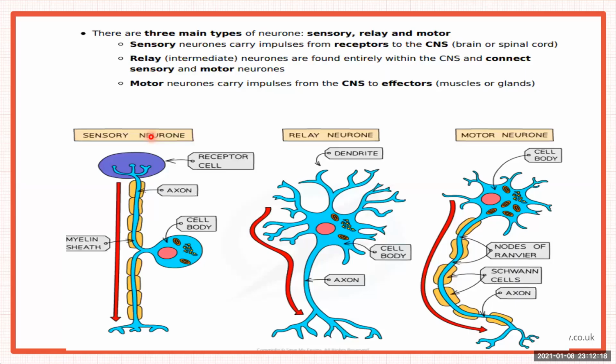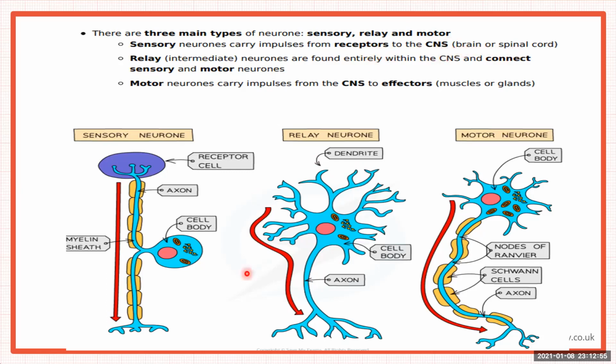So we have three main types of neurons: sensory neuron, relay neuron, and the motor neuron. There are structural differences between these. This is a sensory neuron. This is a relay neuron. And this one here is the motor neuron. The function of sensory neurons is to carry impulses from receptors to the central nervous system. Receptors can be the eye, the skin, anything that can sense a stimulus. So it sends those impulses from the receptors to the central nervous system, which can be the brain or the spinal cord.